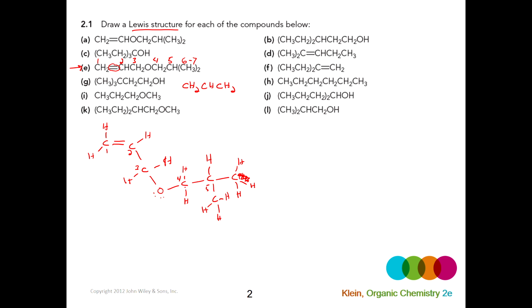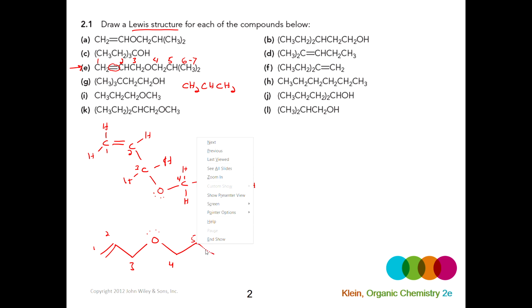And then if I want to draw the bond line representation, I would have carbon 1 bonded to carbon 2, 2 bonded to 3, 3 bonded to an oxygen, the oxygen bonded to carbon 4, 4 bonded to 5, and then 5 is bonded to 6 and 7. Any questions about that?